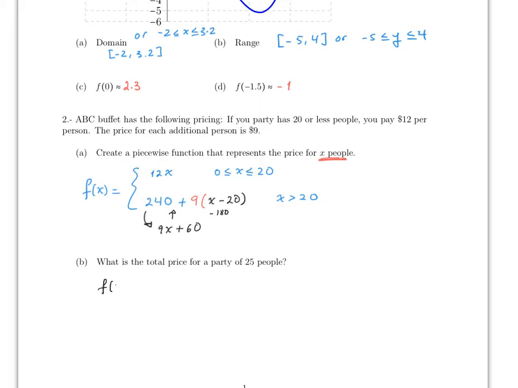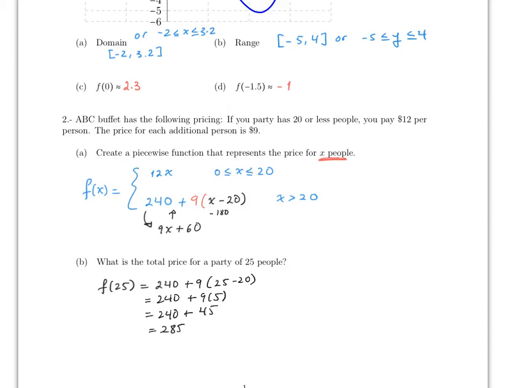So here you need to find f of 25. Since 25 is more than 20, you will use this equation, or you can just plug it in here too. Either one is fine. You should actually check you get the same thing. Doesn't matter if you use this one or this one. For example, for the first one, this is 240 plus 9. This will be 25 minus 20. So this will be 240 plus 9 times 5. So this is 240 plus 45.